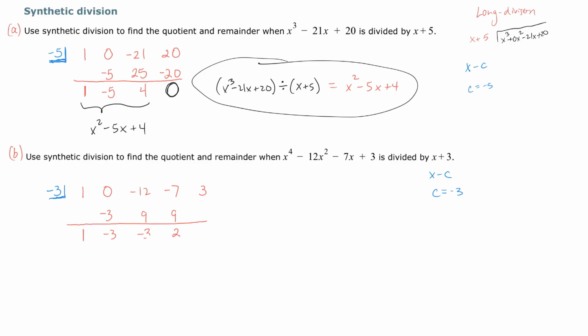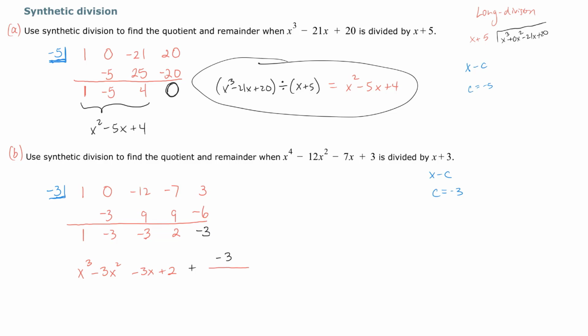Notice we get 2 times negative 3 here, which is negative 6. So when you add this, you get a remainder of negative 3. So how do we write our final division problem? Well, let's write our quotient first. Our quotient is 1 degree less than the original polynomial. There it is. And let's add the remainder over the divisor.